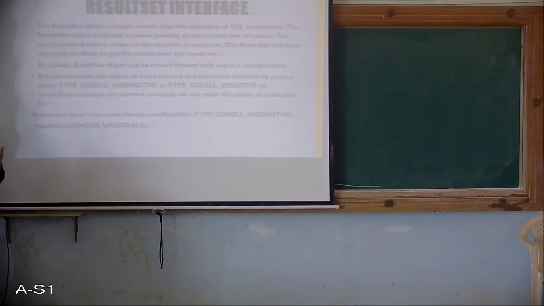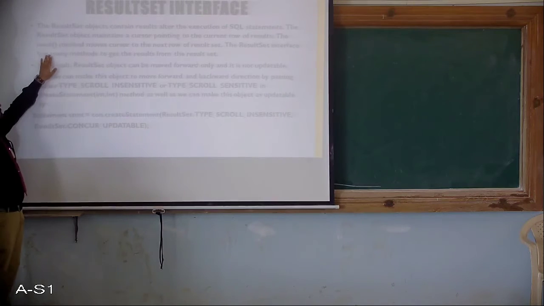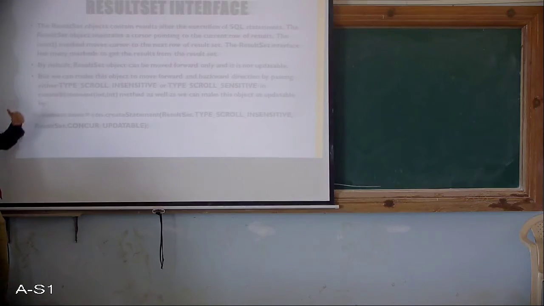Then the next method moves the cursor to the next row of the result set. To go to the next row in your result set, there is a defined method in the ResultSet interface, that is the next method. You can observe that this next method is a built-in method which helps you go to the next row in that result set table.